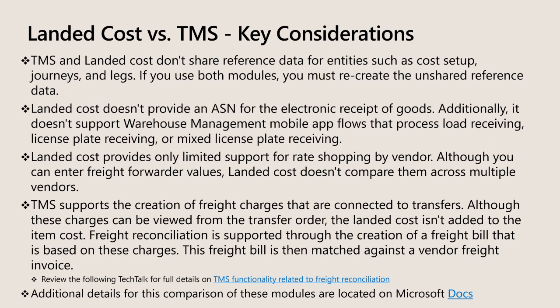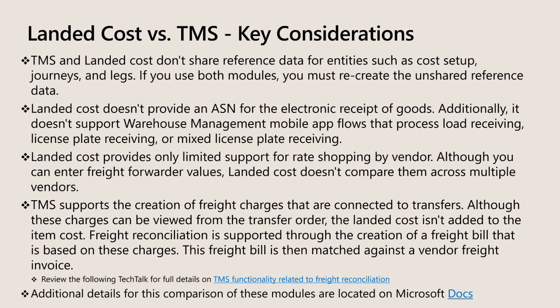And then the fourth bullet point here is just around the mechanics of how the different modules work. TMS has the concept of freight reconciliation, so you can match up freight bills in the system. You can set up estimates on freight charges and do a reconciliation to the actual bill that you received. However, it's only matched against that vendor freight invoice, not necessarily for the landed cost or the item cost perspective.